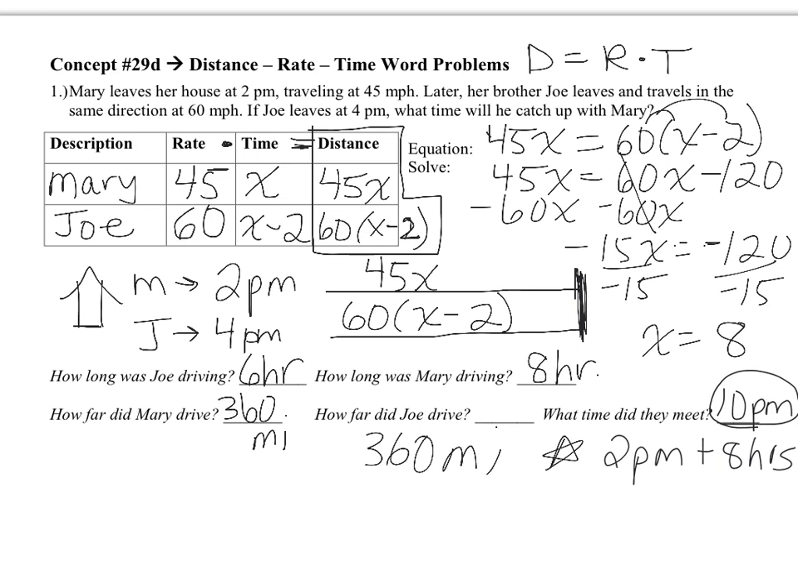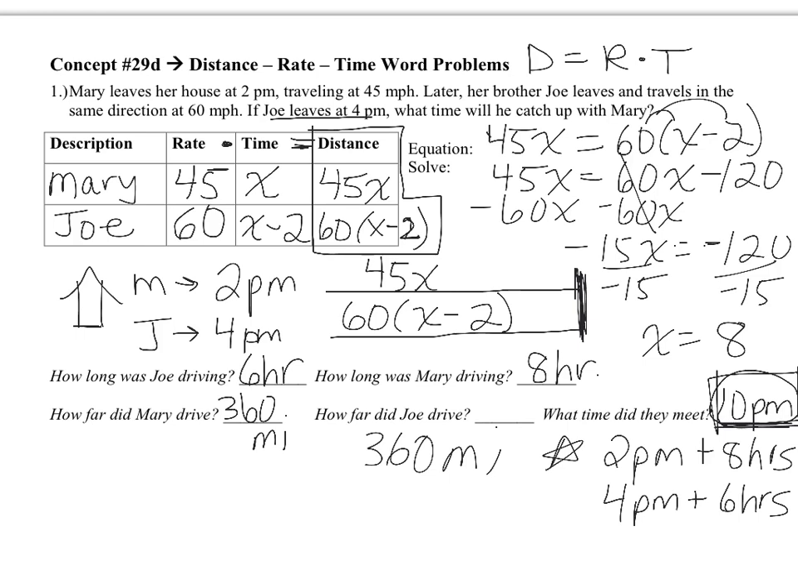That's when they caught up. That's when Joe caught up with Mary. If you also could look at the time Joe left at 4 p.m. And Joe, well, he traveled for 6 hours. And isn't 4 p.m. plus 6 hours also 10 p.m.? So this is the answer to the question, that they will meet at 10 p.m.